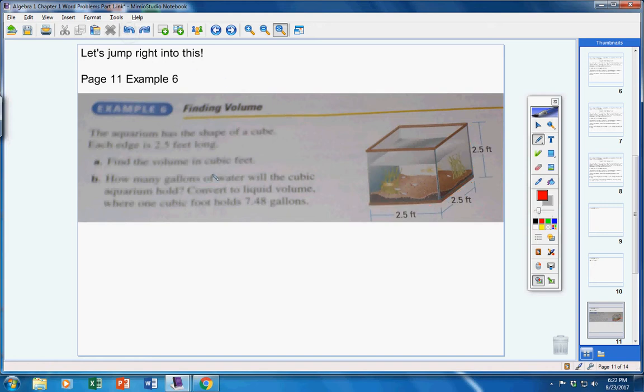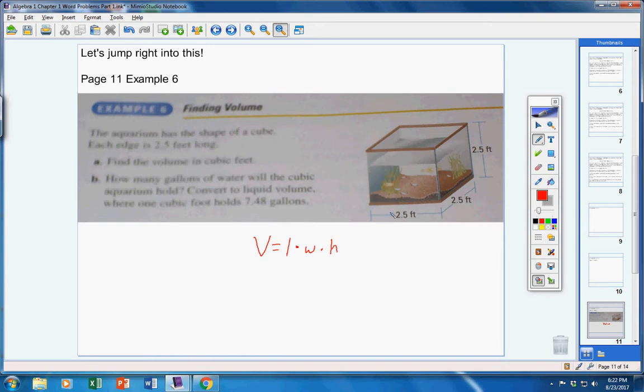They ask us to find the volume. Now on a test or a quiz, I would tell you the formula that you would need to know, okay? How do you find the formula of a cube? Well, there's two different ways. You can look at it as the length times the width times the height, which is fine, okay?